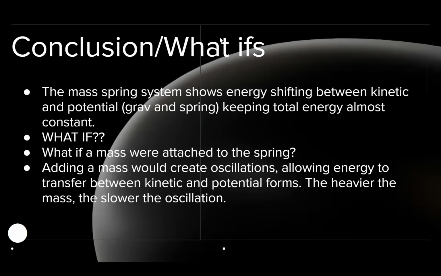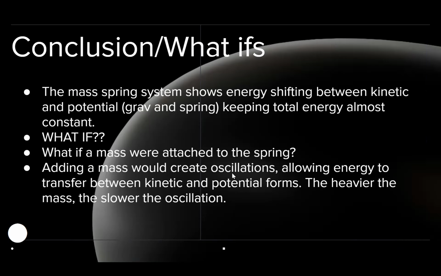So final thing, conclusion and what ifs. The conclusion is the mass spring system shows energy shifting between kinetic and potential energy, which is gravitational and spring potential energy, keeping the total energy almost constant. That makes sense because, as I mentioned before, this system is a combined system, so there's nothing else acting on the system. So it makes sense for the change in the system to be zero.